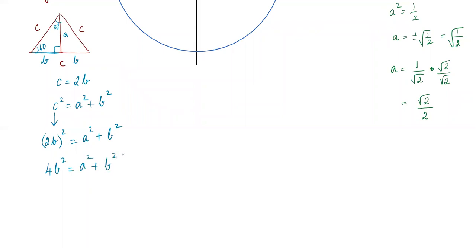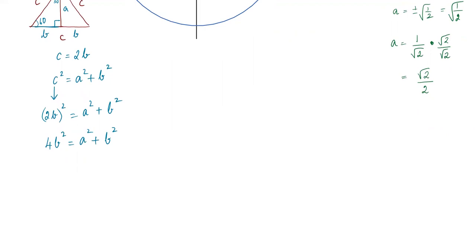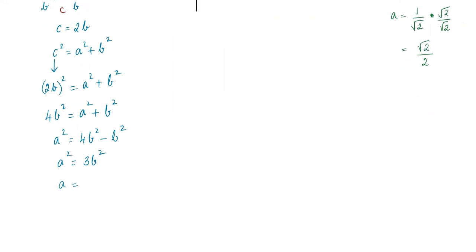Now we need to solve for a and write it in terms of b, right? And so your a squared is 4b squared minus b squared. A squared is 3b squared. So a is square root of 3 times b, assuming you're taking only the positive sides, right?